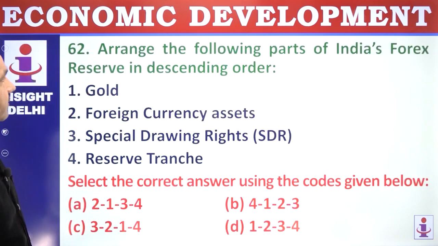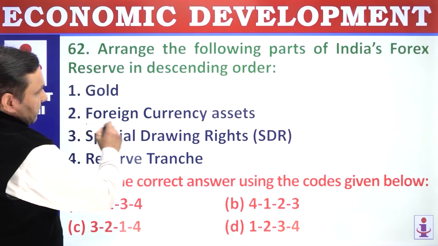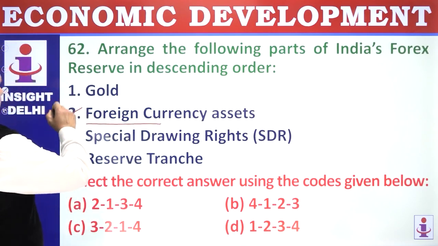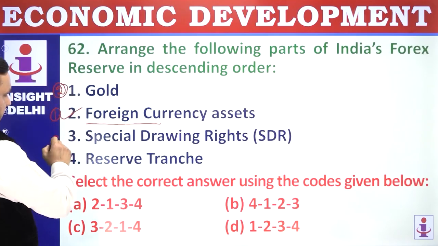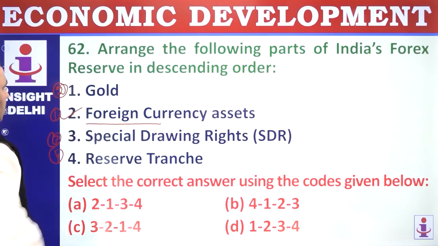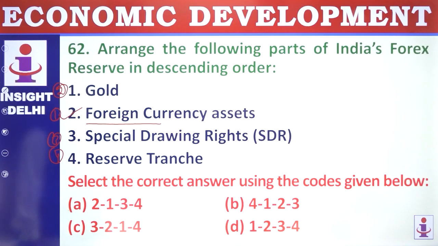62. Arrange the following parts of India's forex reserve in descending order. Maximum is foreign currency assets, number 1. Number 2 comes gold. Number 3 is SDR, and number 4 is reserve. So how much? 2, 1, 3, 4. A.